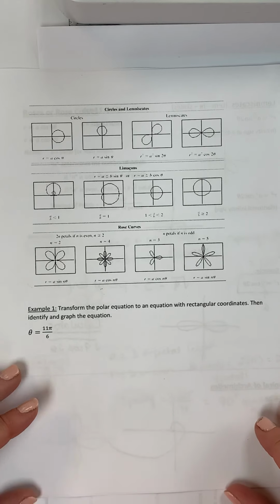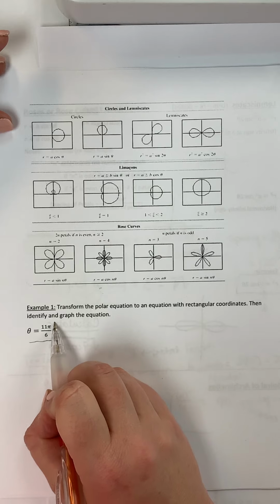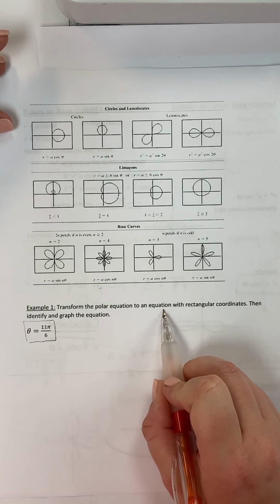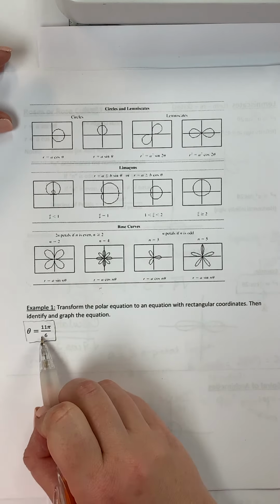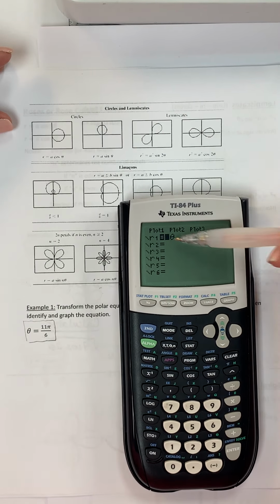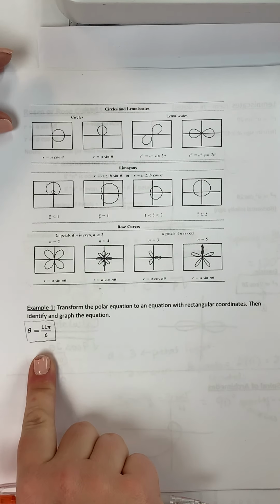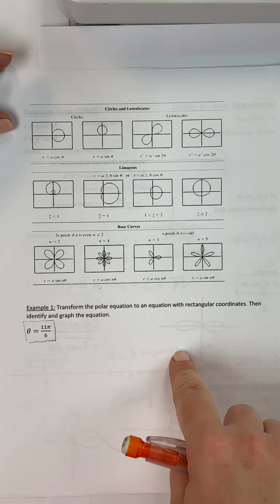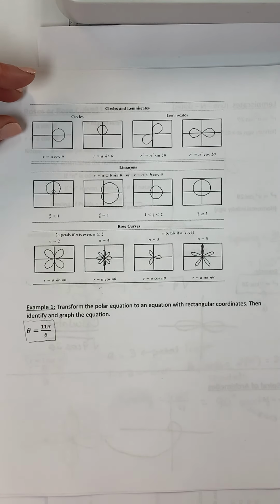So this is where your MyMathLab is going to start. Example 1: Transform this polar equation to an equation with rectangular coordinates. Then identify and graph the equation. Well, I can't graph it the way it is, because when I go to graph, I have r's. This is in terms of r. So I'm going to have to change it from theta equals 11 pi over 6 to an xy situation, then graph that and figure out what I'm looking at. So how do I do that?